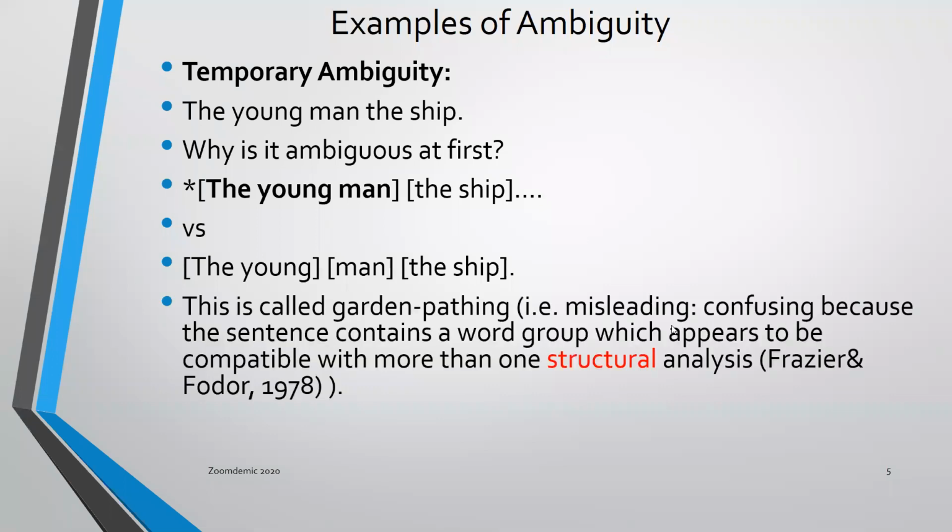Garden pathing, or pathing, I'm not sure. Garden path sentences are misleading or confusing because the sentence contains a word or word group which appears to be compatible with more than one structural analysis. Fraser and Potter, two great linguists, female by the way, came up with this. It's a highly quoted and well-documented phenomenon in linguistics, in psycholinguistics. And it's important because it tells us a lot of things about the human parser. And as I told you before, we're looking at ambiguity from a psycholinguistic point of view. So moving on.